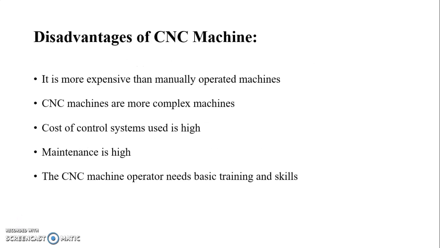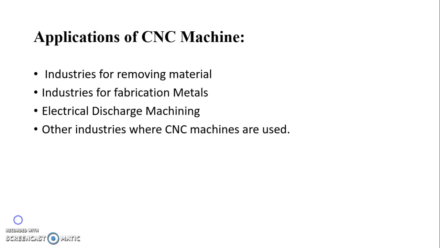Then there are some disadvantages. It is more expensive than a manually operated machine. Then second, CNC machines are more complex machines. The cost of the control system is more. Then maintenance is high. And last, the CNC machine operator needs basic training and skills.